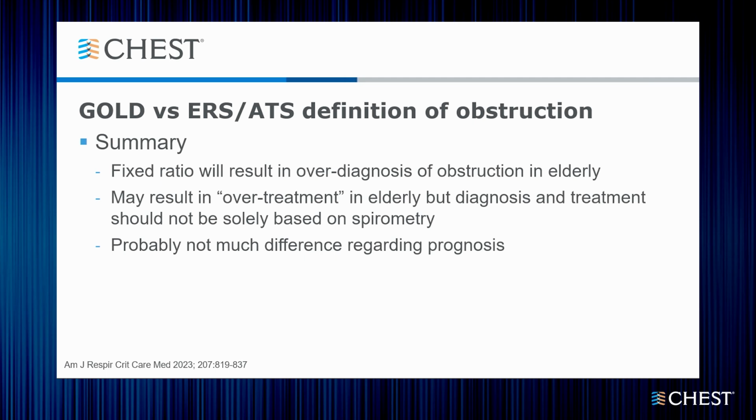So the fixed ratio will definitely result in overdiagnosis of obstruction in the elderly. There's no two ways about that. And the concern is it's going to result in overtreatment in the elderly. But I think we all need to remember that the diagnosis and treatment of COPD shouldn't be based only on an FEV1 to FVC ratio. We should consider other clinical factors. And there's probably not much difference overall regarding prognosis between the two.